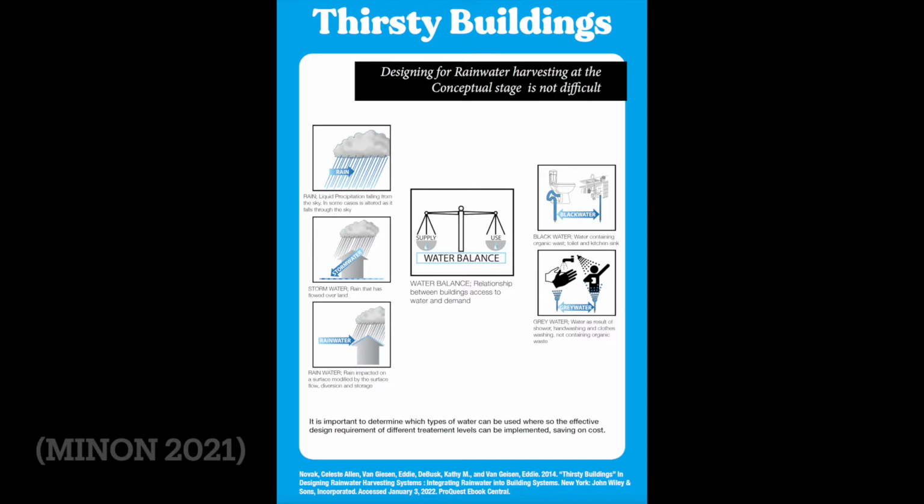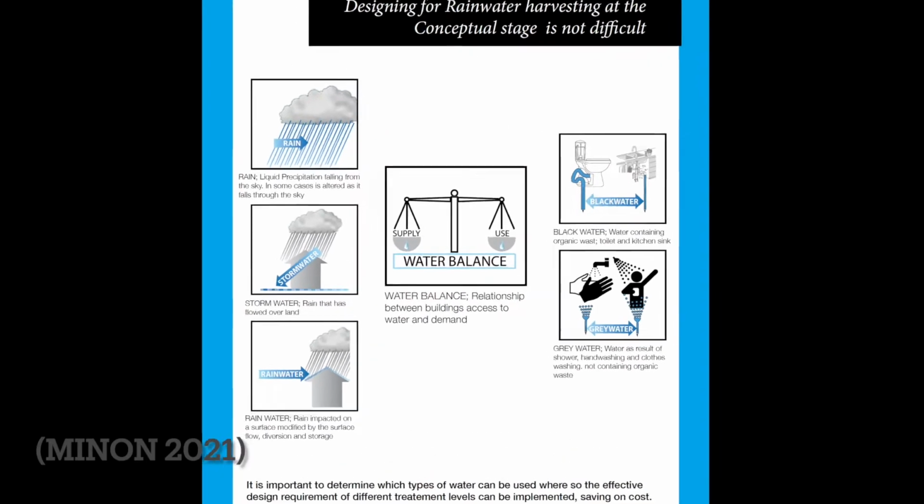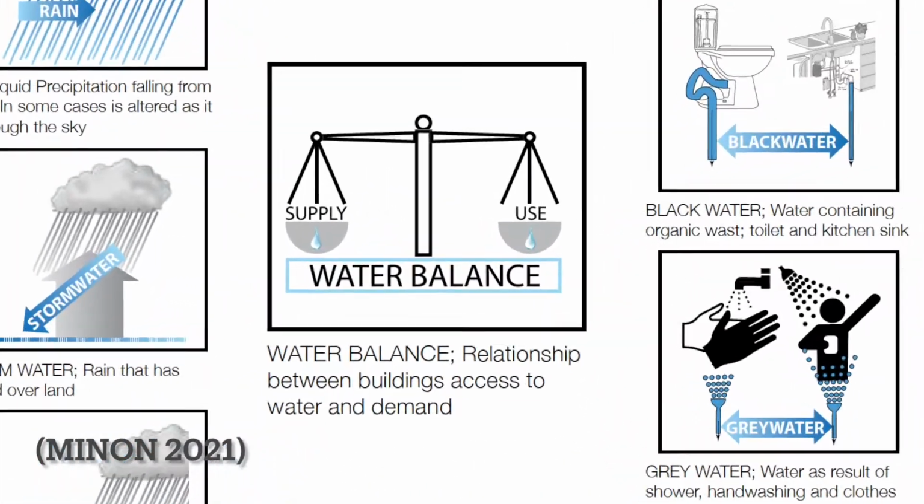Before designing for water harvesting, it is important to understand the different classifications of water for effective use and treatment. To effectively design for water supply and consumption, quantitative data is collected, calculated, and compared to create what is referred to as a water balance.